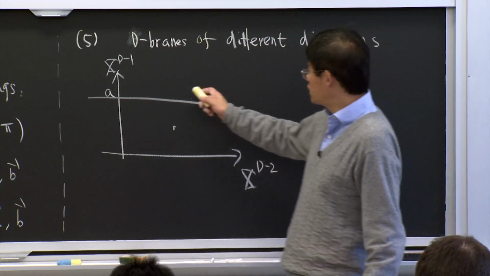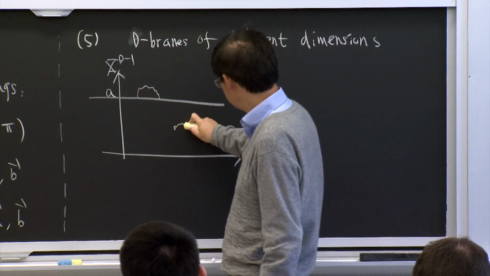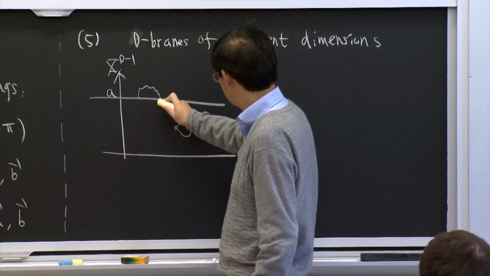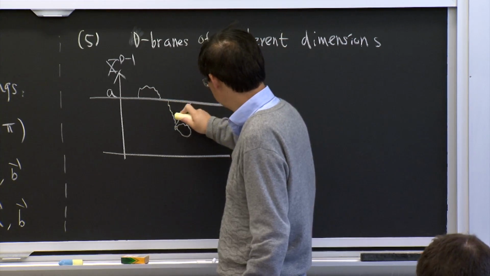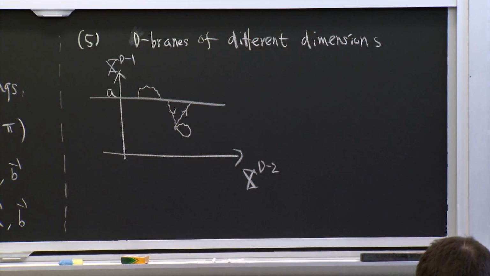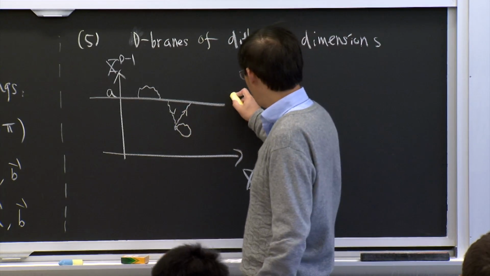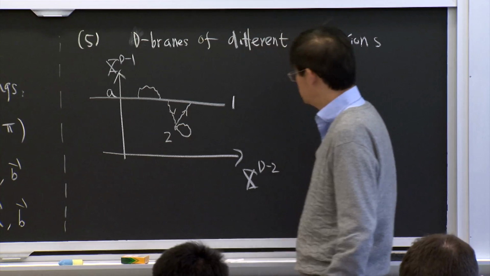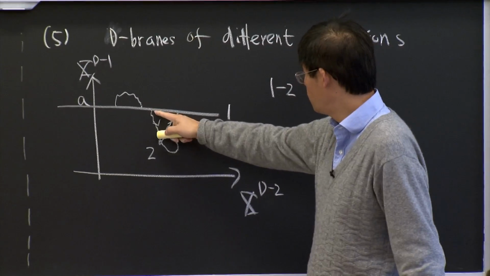Then you can again have 4 types of strings, ending on itself, and then ending between these 2. So again, you consider oriented strings. So you can again consider a string like that. Let me call this brane 1, this brane 2. So let's consider the 1, 2 string, which goes from 1 to 2.